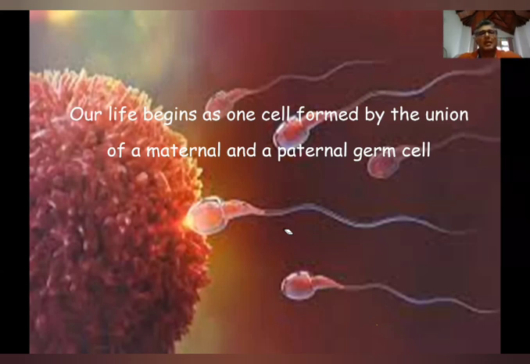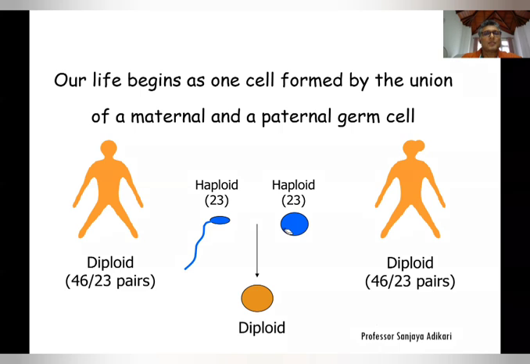Now, our lives begin as one cell, a single cell formed by the union of the maternal and paternal germ cells. In other words, by the fertilization of the ovum from the mother with the sperm from father. So that is the beginning of our life as one cell.